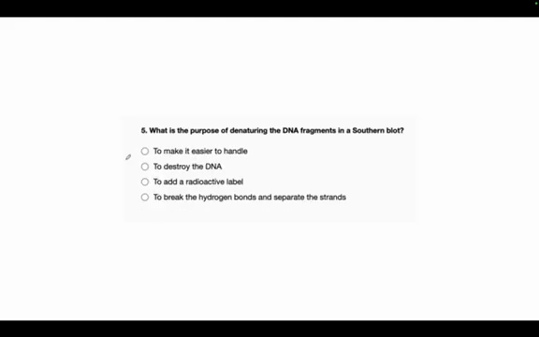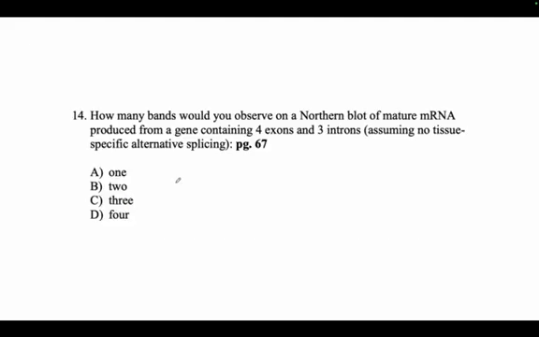What is the purpose of denaturing DNA fragments in the southern blot? Since we have to hybridize our probe with the fragment, it should be single-stranded so that the probe can hybridize. So we should denature our fragments so that we can separate the two strands of DNA and our probe can actually bind to the DNA.